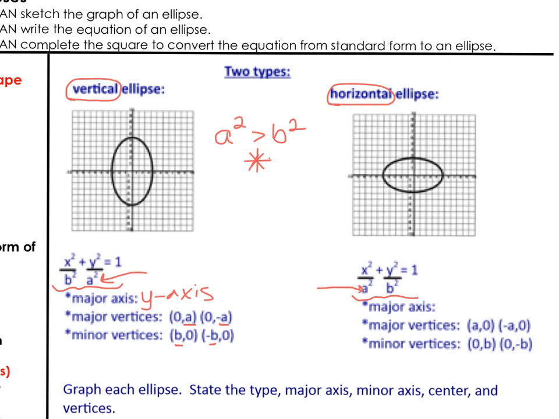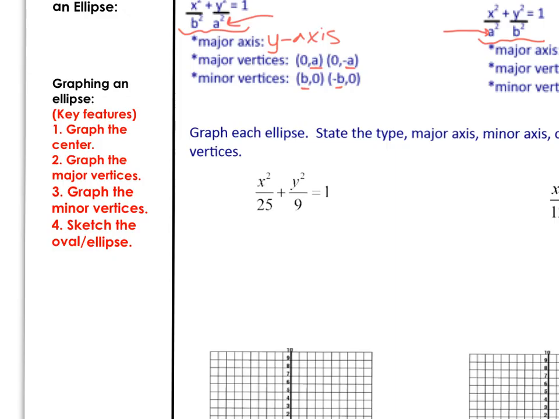It's actually pretty easy to do when you see an example. Now over on the right, if we flip the a squared and the b squared, and have a horizontal ellipse, now your major axis is the x-axis. And you take the square root of that number for the major vertices. Here you'd count to the right and to the left. To then get the minor vertices, you would count up and down by whatever the square root is under the y variable.